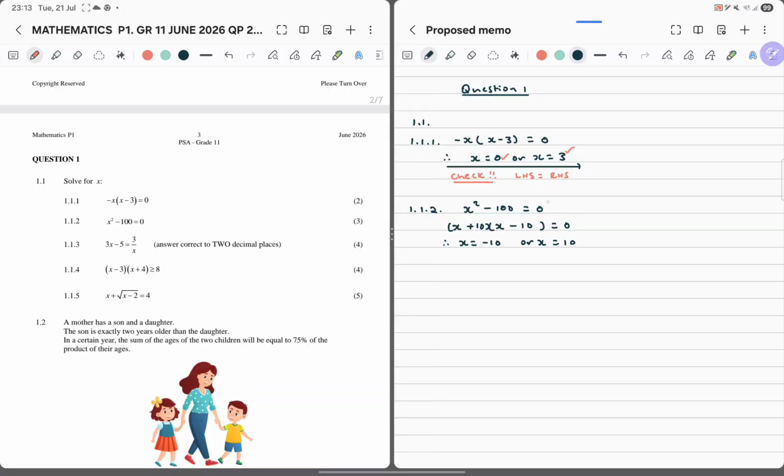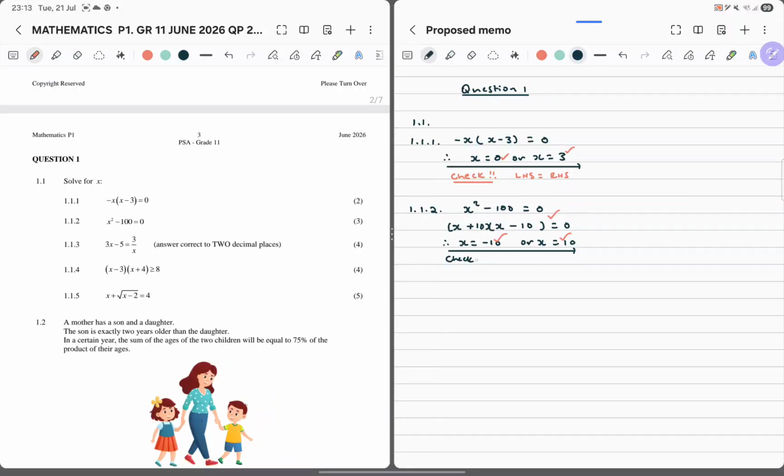Others can transpose the 100 and take the square root. X is going to be plus or minus 10. Nice and easy, guys. How you solve this one is fairly easy. Right, so the method here is important and the 2 solutions. Nice and easy. Again, check the solutions.